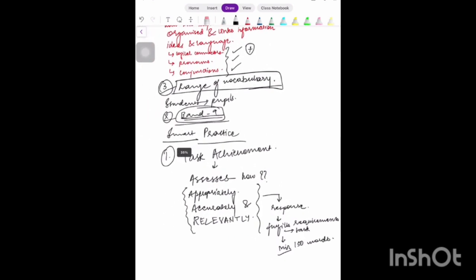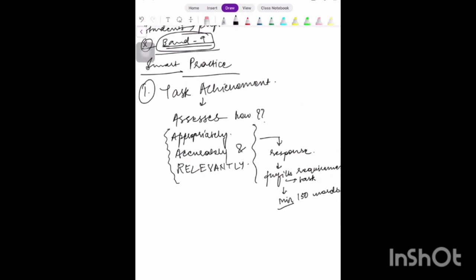So how will I score in task achievement? In task 1, I'm told to look at this graph and make a report on it using not less than 150 words. You can also make comparisons wherever possible. Now I have some trends given in the graph. This is a line graph, very roughly I have drawn. So how appropriately, how accurately and how relevantly.